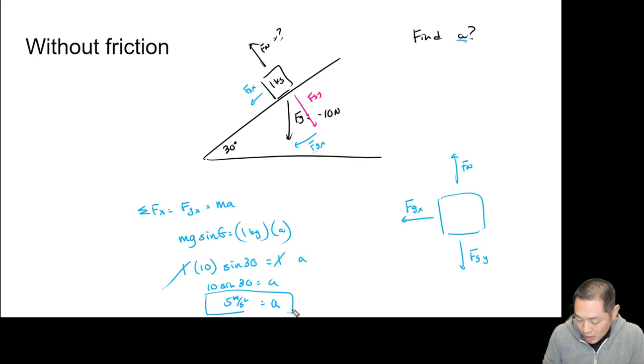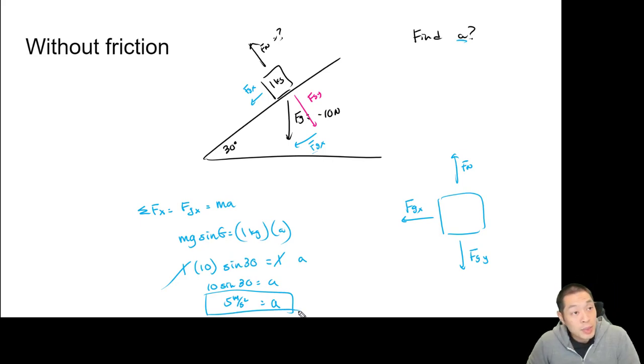Now, technically, it's negative because it's going to the left. It depends how you want to define sine.